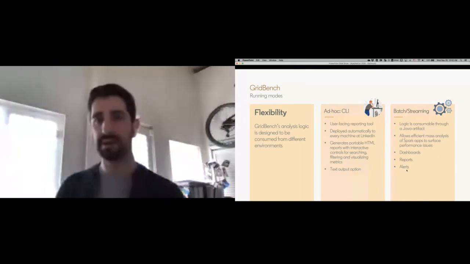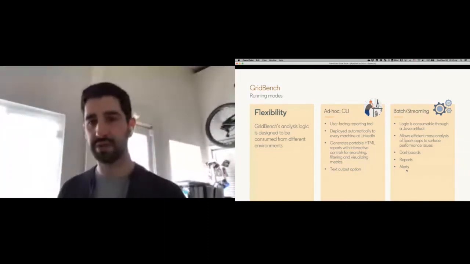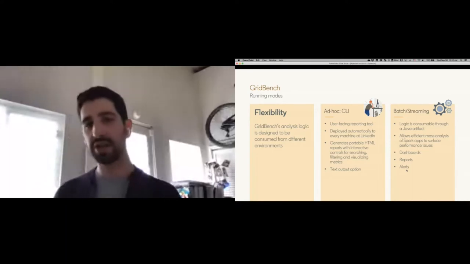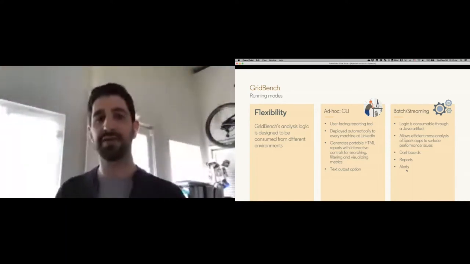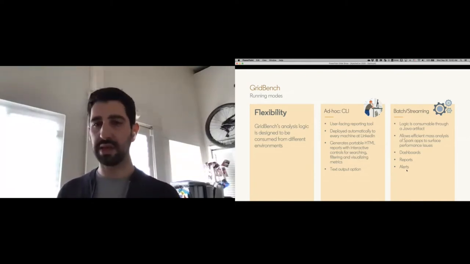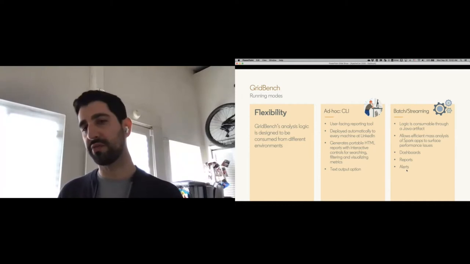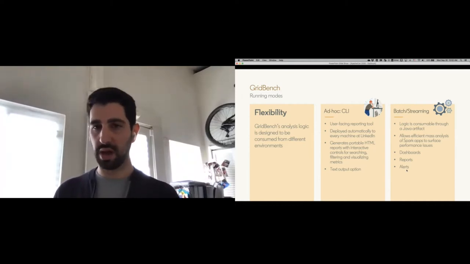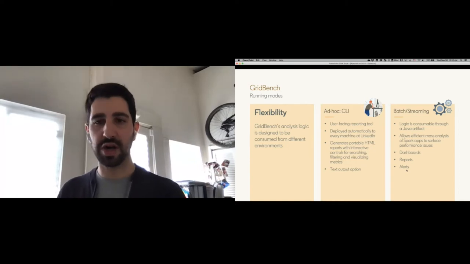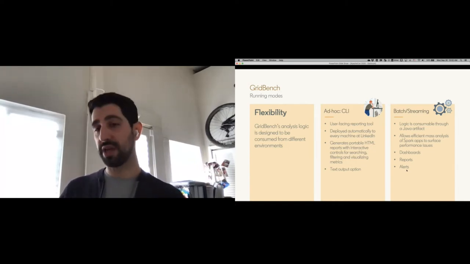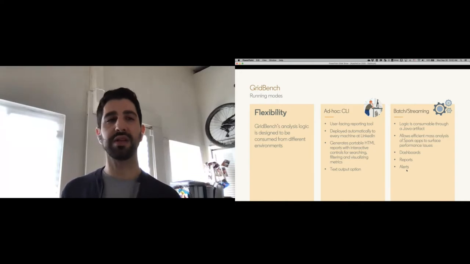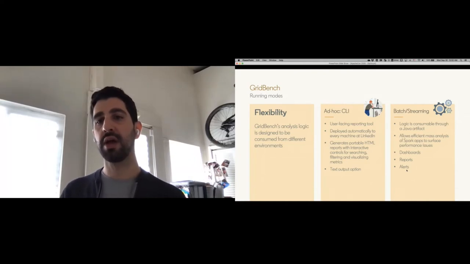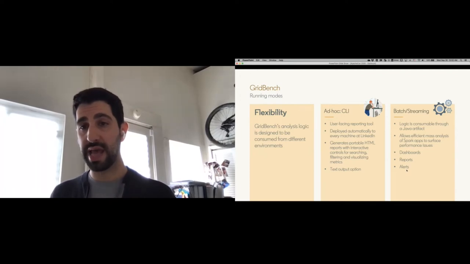Batch and streaming, this is the other type of running mode that we allow. So basically, the logic for Gridbench is consumable through a Java artifact. You don't only have to run the CLI itself. You can depend on some of the artifacts that we build, some of the utilities, and produce the report in place. For example, if you build a Spark job that analyzes a lot of applications across time, then it's not something that you can do in a CLI because it's just too much data. So for that, users can consume the Java artifact and make those transformations and analysis.